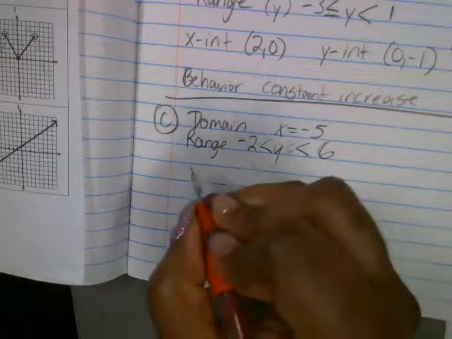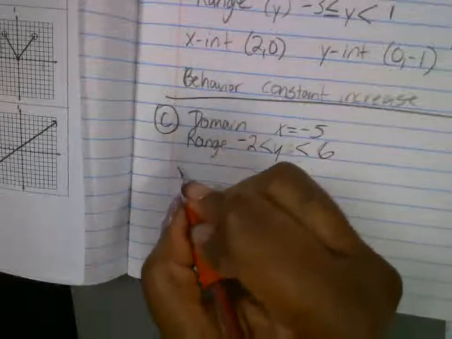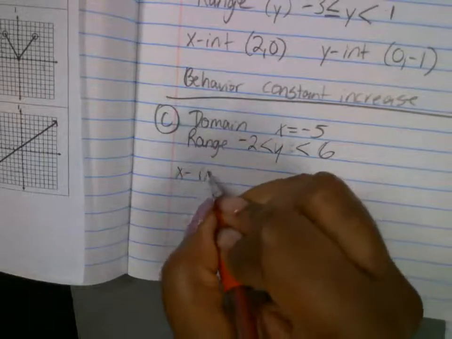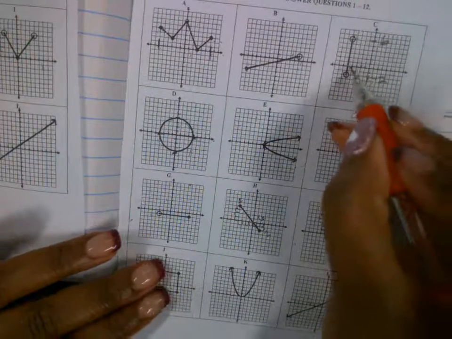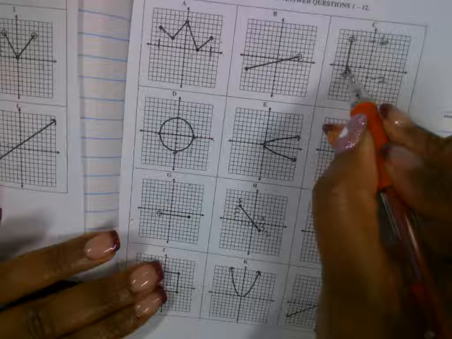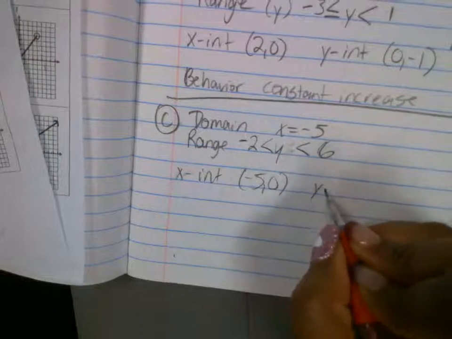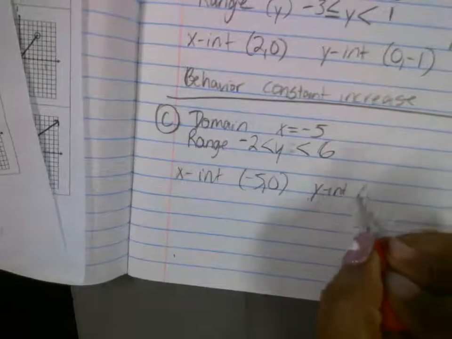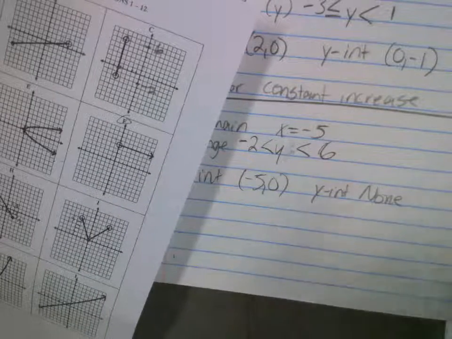Now let's do the x-intercept and the y-intercept. Where does it cross the x-axis? It crosses at negative 5 and what? 0. So negative 5, comma 0. Where does it cross the y-axis? It doesn't. It doesn't have one. That's none.